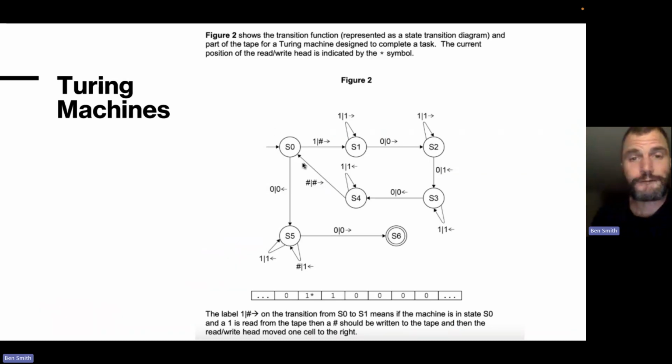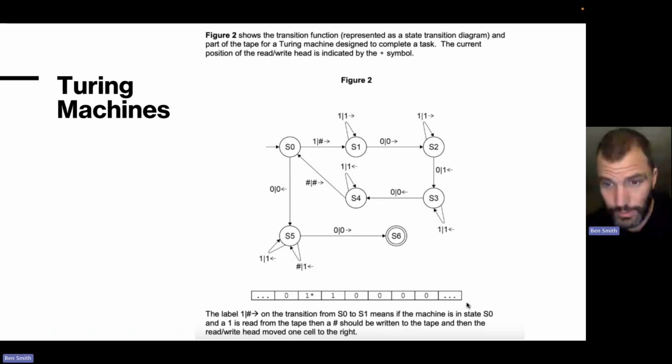So as I said, it's got a finite number of states, 1, 2, 3, 4, 5, 6 states. It's got a halt state, S6, which you can tell because it's got a double circle. Between each state, there are transitions. So we input 1, output hash, and then there's an arrow which points right, and sometimes it points left.